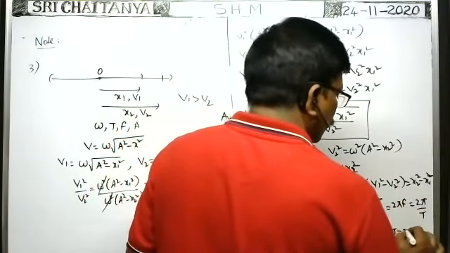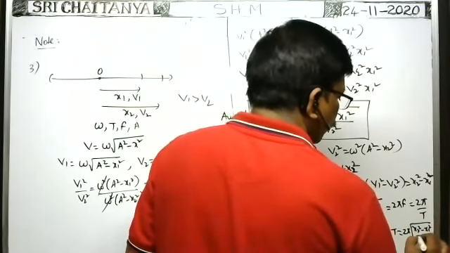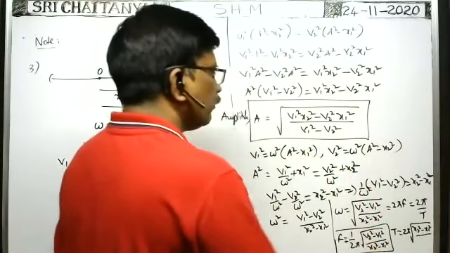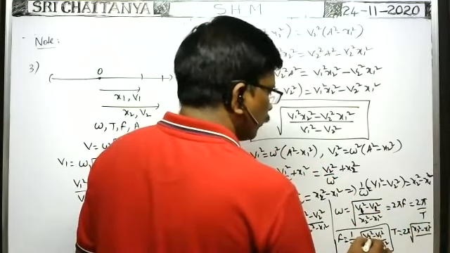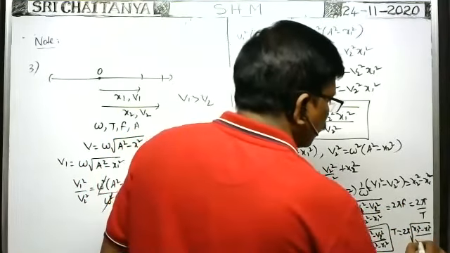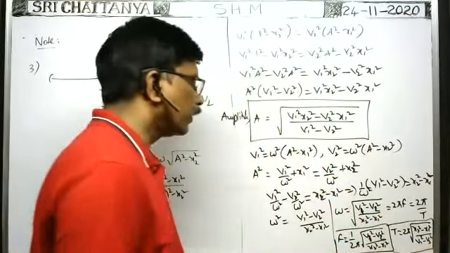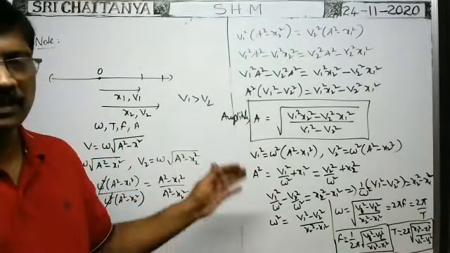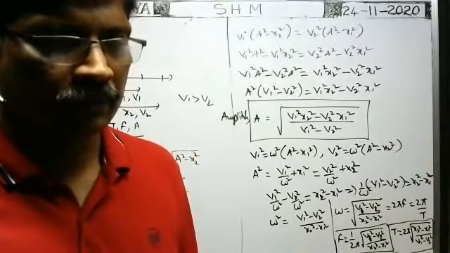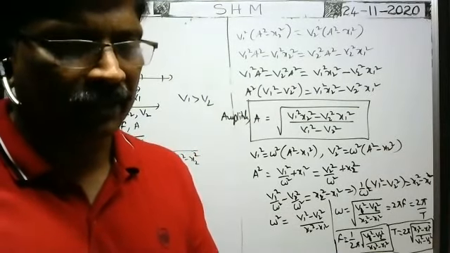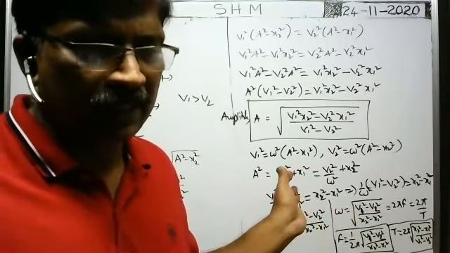Similarly, time period T is equal to 2 pi into square root of x2 square minus x1 square by v2 square, or is it v1 square? v1 square minus v2 square. This is the formula for time period. These are the important formulas, they can be asked in Mains also. In our integrated material these concepts are there. In my notes also these concepts are there.